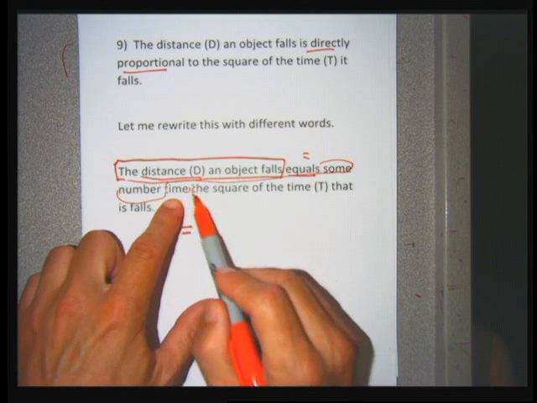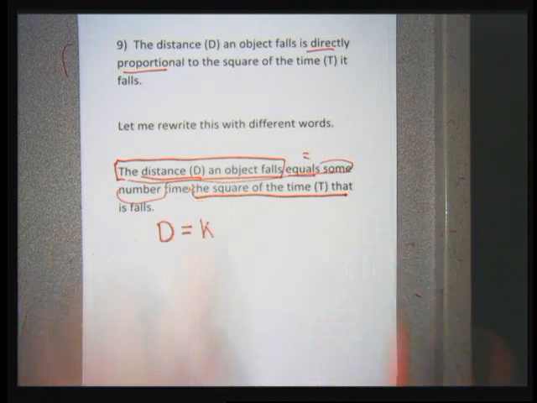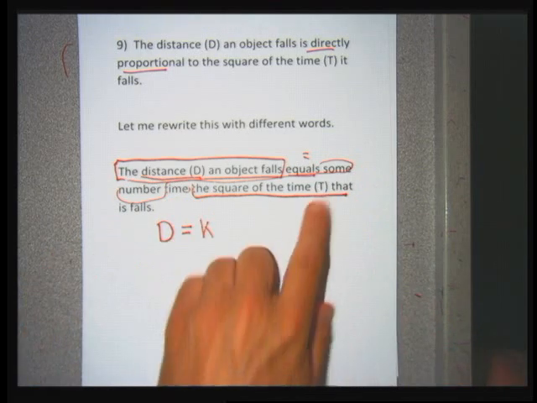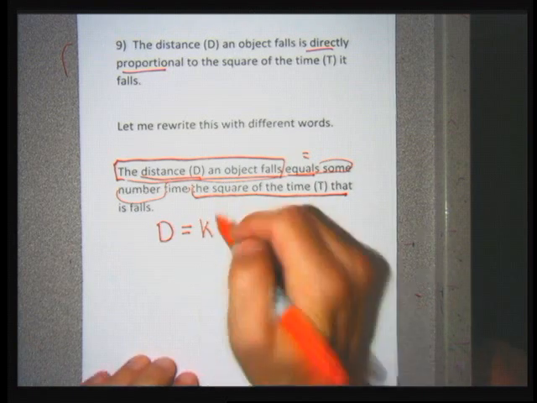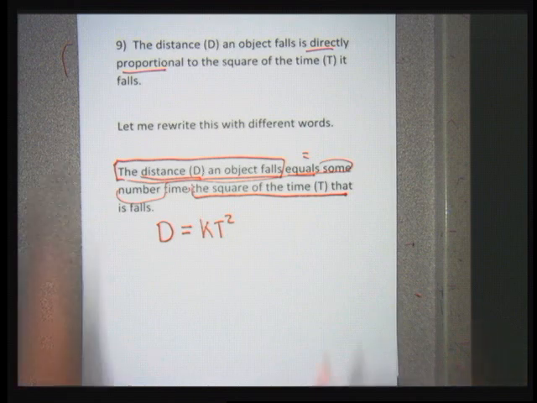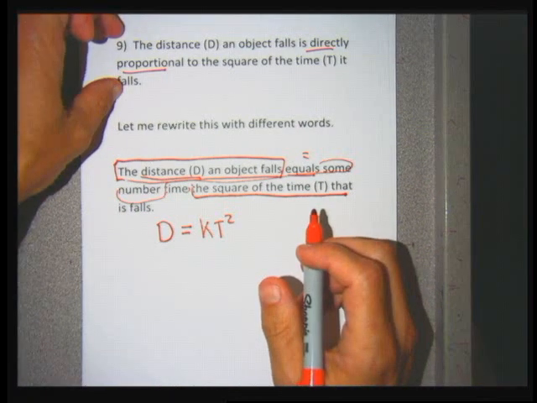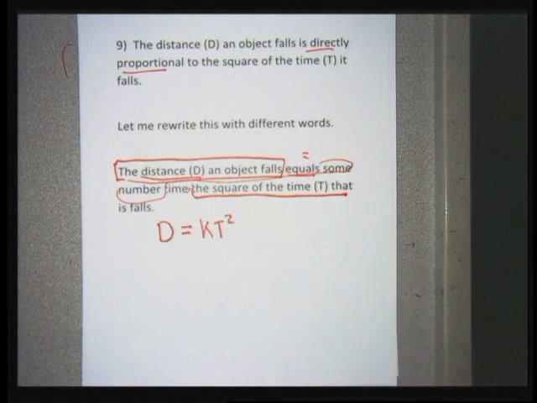And what I write after the k needs to represent the square of the time that it falls. I told you to use t for the time, and I want the square of the time. I'm going to write t squared for that. So the equation that represents number 9 in symbols is d equals k times t squared.